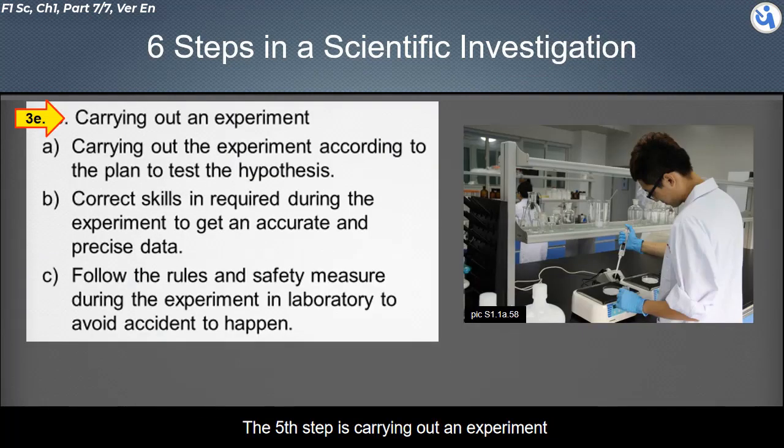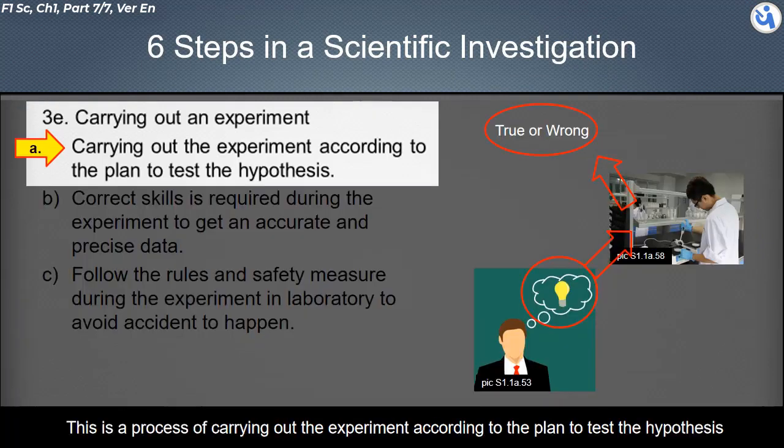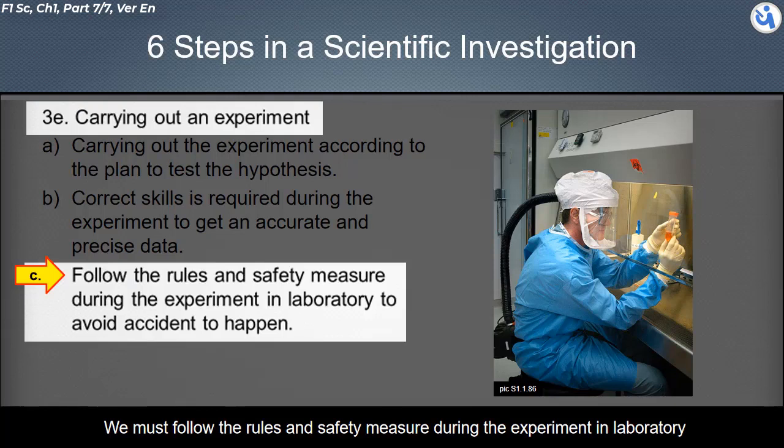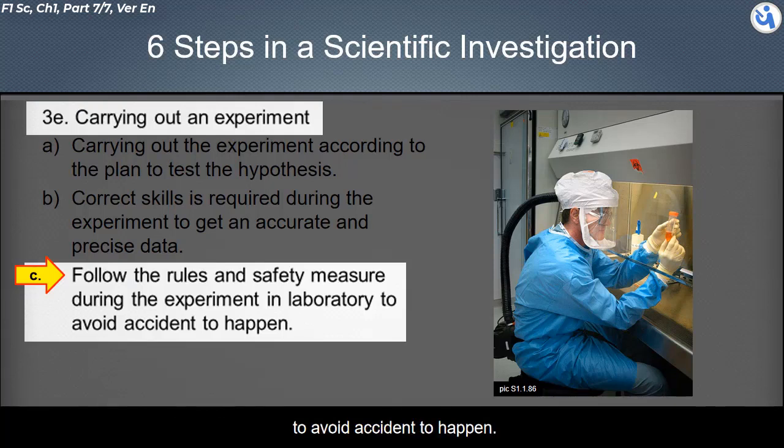The fifth step is carrying out an experiment. This is the process of carrying out the experiment according to the plan to test the hypothesis. Correct skills are required during the experiment to get accurate and precise data. Follow the rules and safety measures during the experiment in the laboratory to avoid accidents.